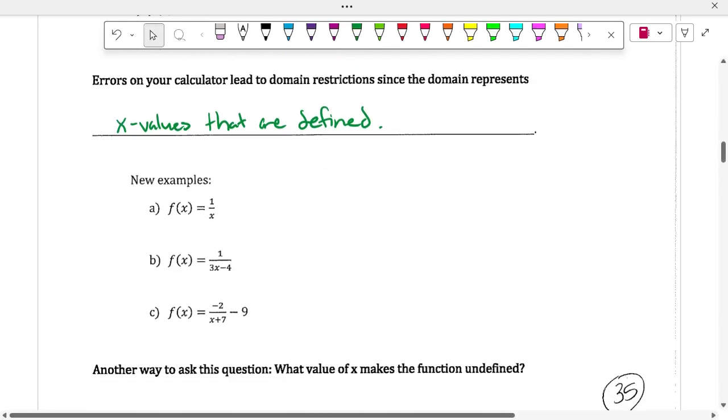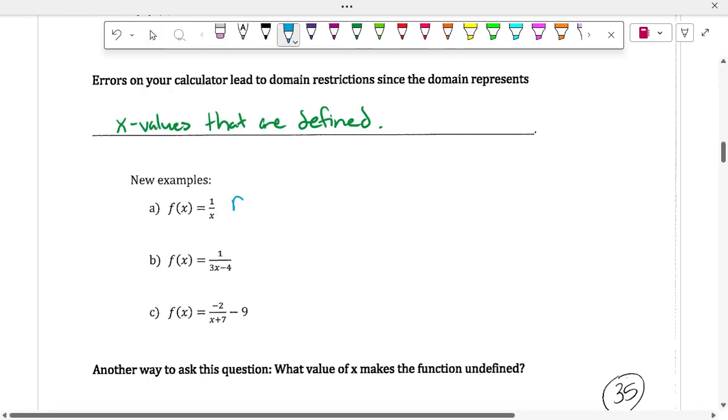So, look at this example. This is an example of a rational function, 1 over x. That's kind of like the parent. It's a pretty stereotypical one. Think about this logically. What would have to be the domain? Everything but 0. Why? Because you can't divide by 0.